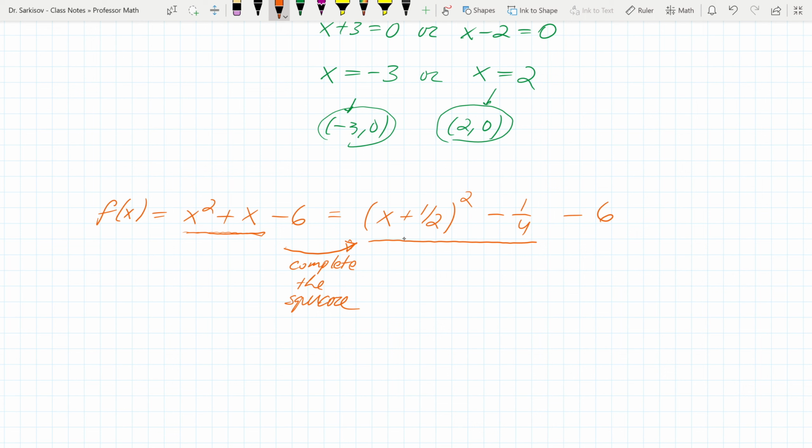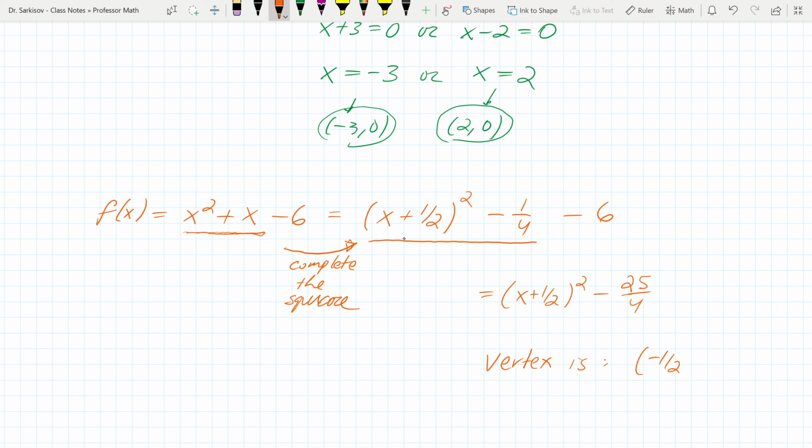So finally, this is equal to x plus 1/2 squared, and combining the terms, negative 1/4 minus 6 is minus 24 over 4, ultimately minus 25 over 4. This is negative 6 1/4, or negative 25/4. And so now, what does this tell us? The vertex of this parabola is where? Negative 1/2.